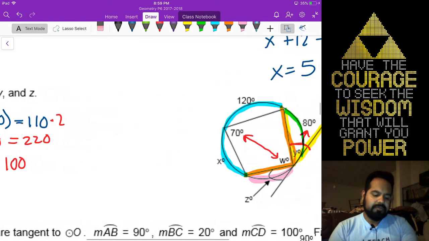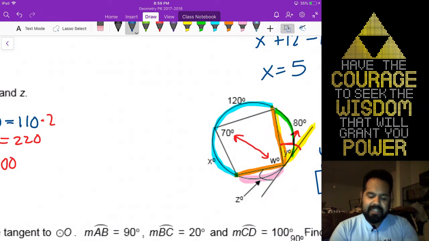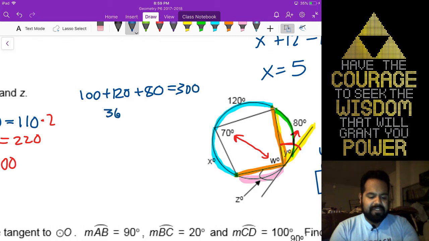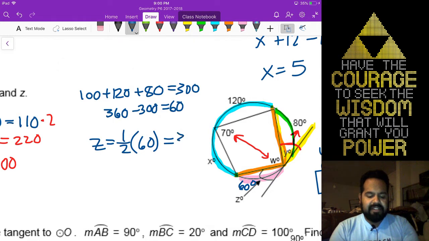Cool. So for angle Z, I need to first find the pink arc. So 100 plus 120 plus 80, so that'll give us 300. So 360 minus 300 gives us 60 degrees. Since angle Z is that inscribed angle there, Z is going to equal 1/2 of 60, which is a nice 30 degrees.